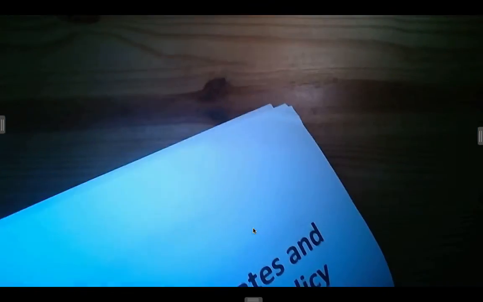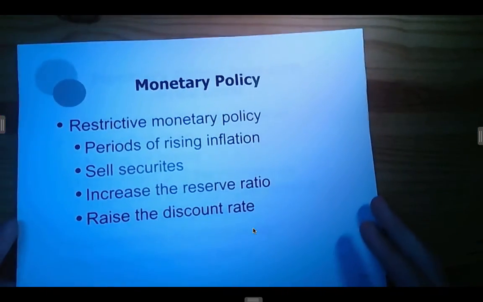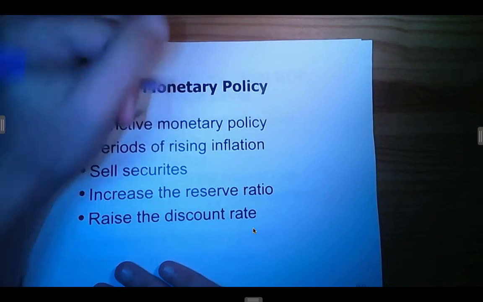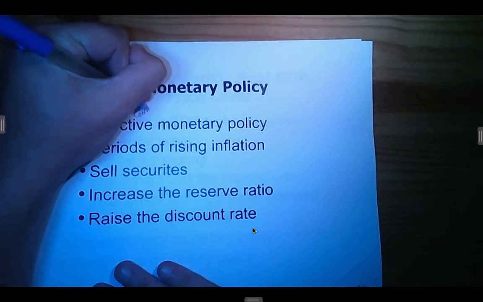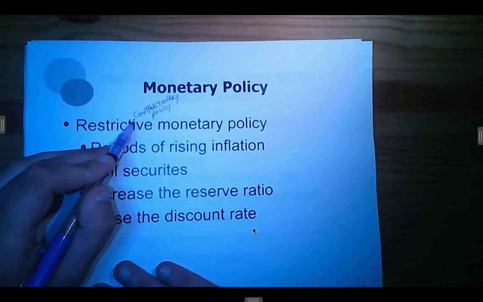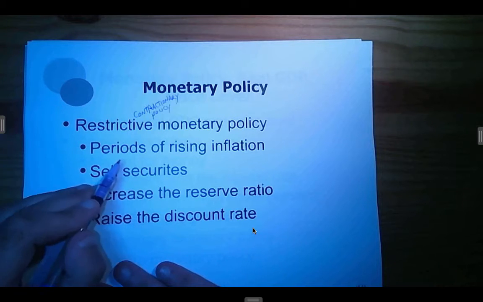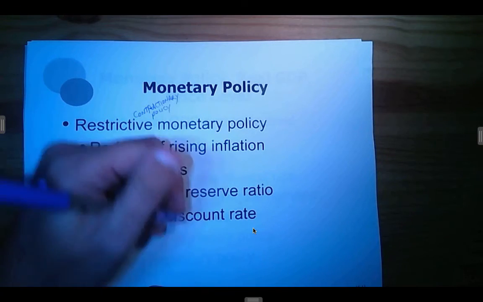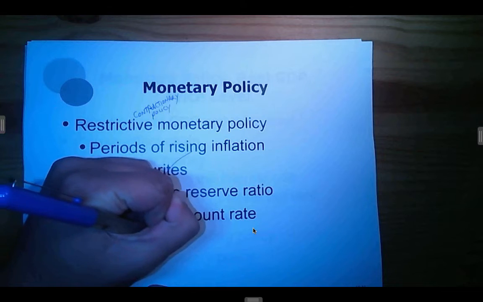Alternatively, we can have restrictive monetary policy, or sometimes called contractionary monetary policy, especially if you're using the internet and whatnot to look up additional material, you'll see it much more oftentimes called a contractionary policy. You would use that when you have inflation, or what we would call an inflationary gap.